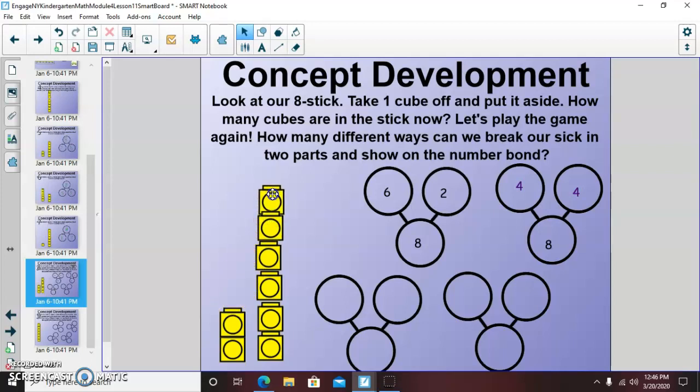Oh, this one's tricky. See if you can do this one. Pause me, go ahead and fill in that number bond now. All right, let's see what you got. So for our first part, we have 1, 2. Very good. So I put the 2 right there. And then we have 1, 2, 3, 4, 5, 6. Very good. And our whole is 8.